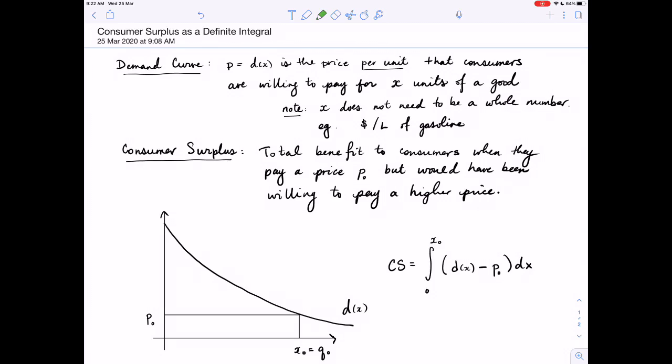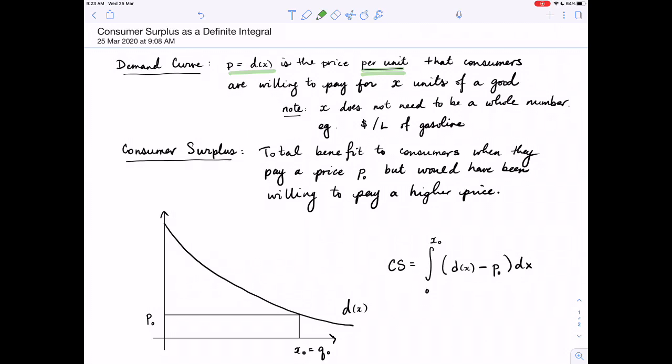The demand curve is given here. P is d of x, is the price per unit, and that's going to be very important, per unit that consumers are willing to pay for x units of a good. And you need to remember that x doesn't always need to be a whole number.